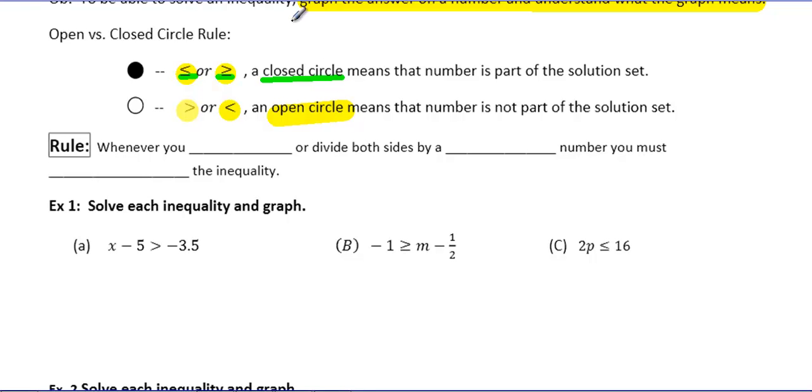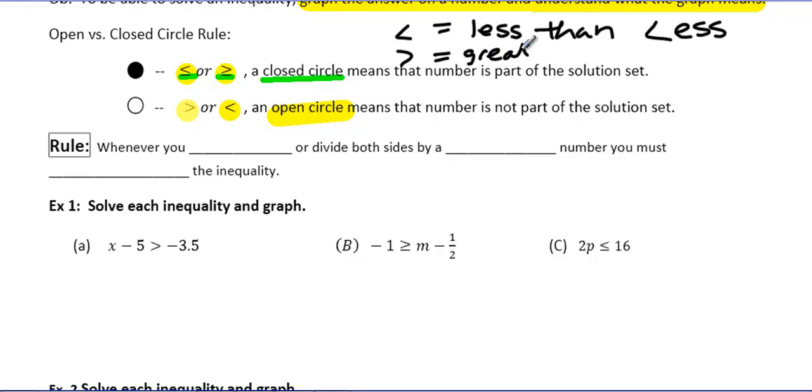Maybe it's a good idea to write this down, and I'm going to ask that you put it right up here. This is less than, just in case. What I like to tell people all the time is that it kind of looks like an L, less than. The other way is greater than. Just so that we know.